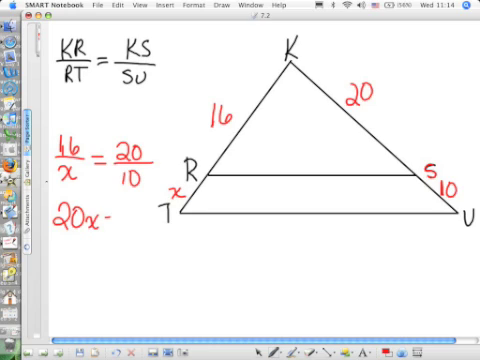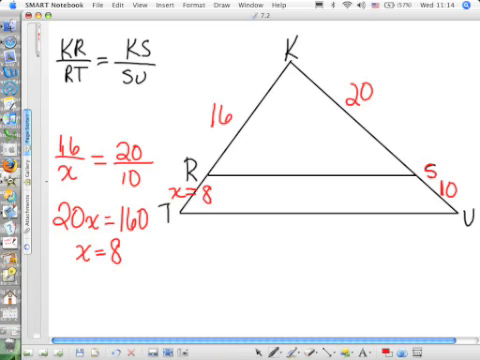20X is equal to 160. So X equals 8. And if we know this is 8, if you reduce it, it's easier. Can we reduce it? Sure. If you know that's 8, well then what's KT? 16 plus 8. 24. I should have noticed that. And what's KU? 30.